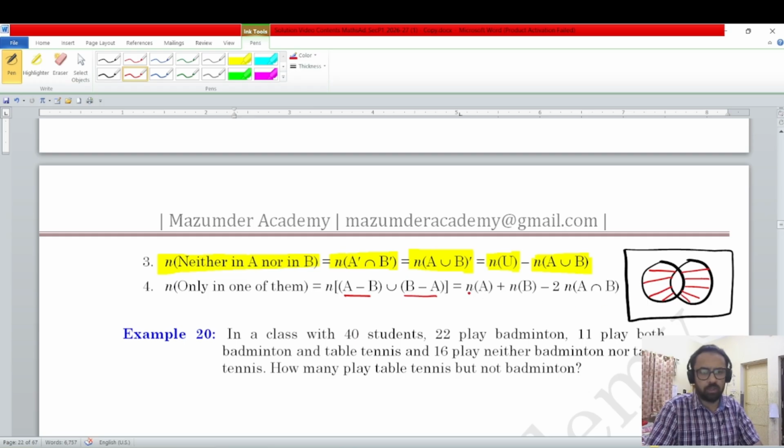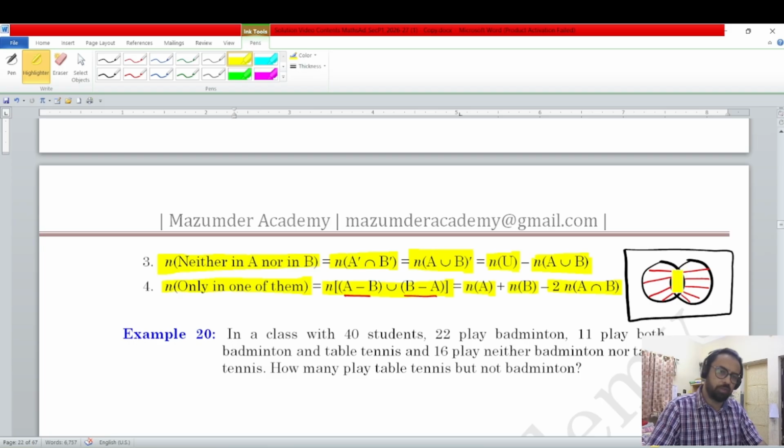And how to calculate it? Only in one of them: it is the number of elements in A plus the number of elements in B, and then minus 2 times the number of elements in their intersection, because this intersection part will be added two times, once with A and once with B, and we don't want it at all. Therefore we will subtract 2 times this intersection. So with this we can start our applications.